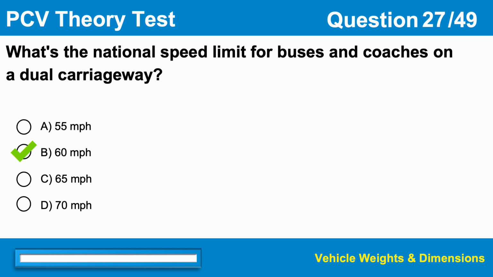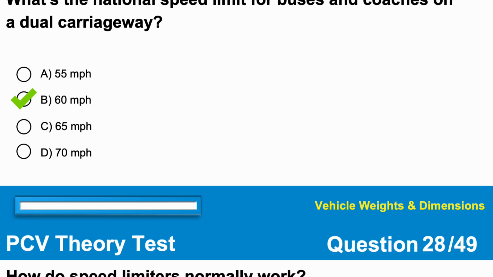The correct answer is B. Don't be tempted to drive on the limiter when using dual carriageway roads. The speed limit for passenger-carrying vehicles is 60 miles per hour. Be considerate to faster-moving traffic by not using the middle or outside lanes unnecessarily.